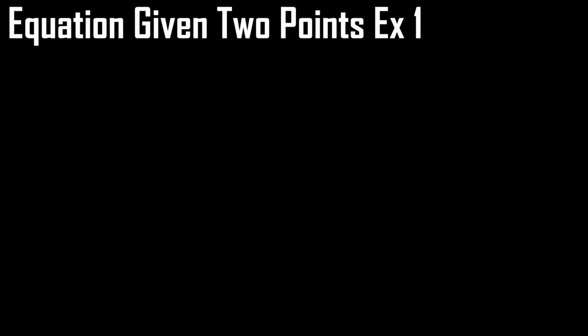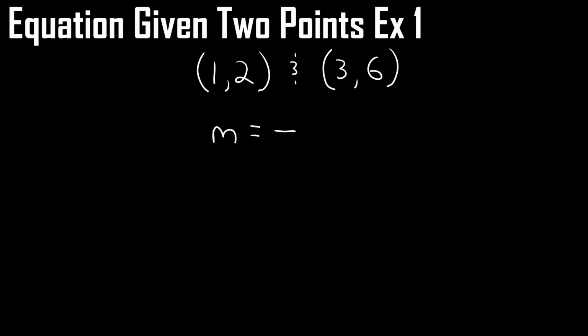So let's say we're given the 2 points (1, 2) and (3, 6). We'll start by finding the slope. So m equals y2, which is 6, minus y1, which is 2, over x2, which is 3, minus x1, which is 1. This simplifies down to 2. So our slope is 2.